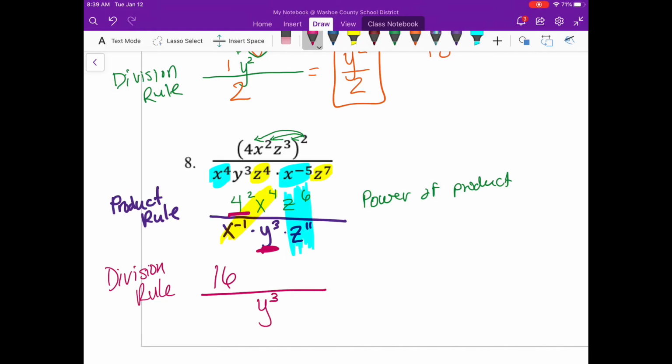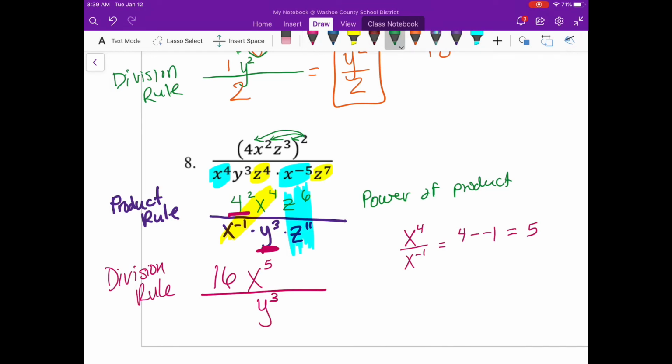So when I do exponents, so x to the 4th divided by x to the negative 1, I'm technically doing 4 minus negative 1. Which gives me a positive 5. Okay, so this is going to be x to the 5th. And because it's a positive exponent, it's going to go in the numerator. So positive exponent goes in the numerator.